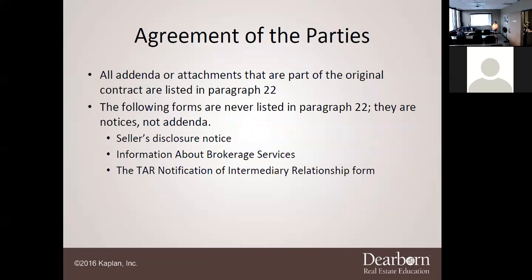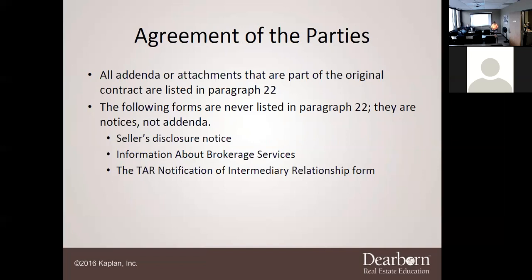Agreement of the parties. So all addenda or attachments that are part of the original contract are listed in paragraph 22. The following forms are never listed in paragraph 22. They are notices, not addenda: the seller's disclosure notice, the IABS, or Information About Brokerage Services, and the TAR notification of intermediary relationship form. Those are not addenda. Those are just notices. Information About Brokerage Services is something you give out at a listing agreement or at a buyer's representation agreement. That is not something you do on a contract.